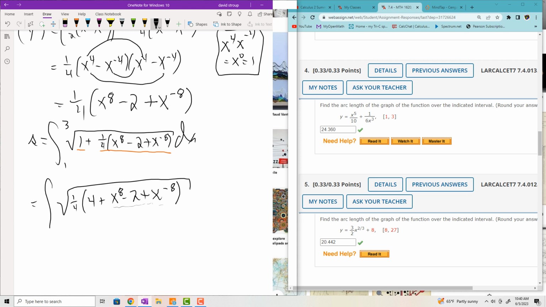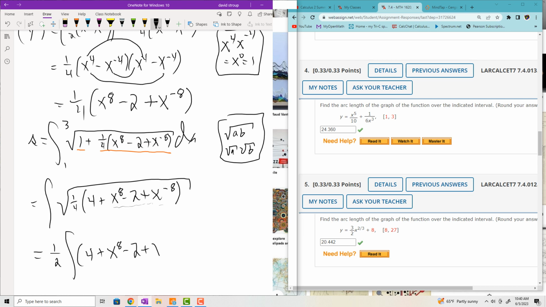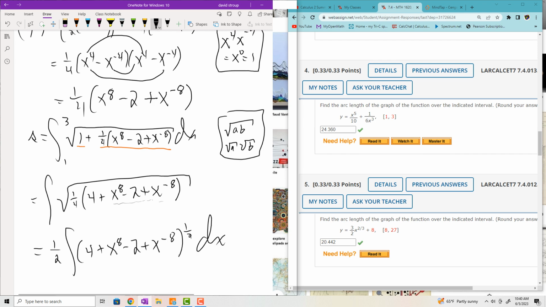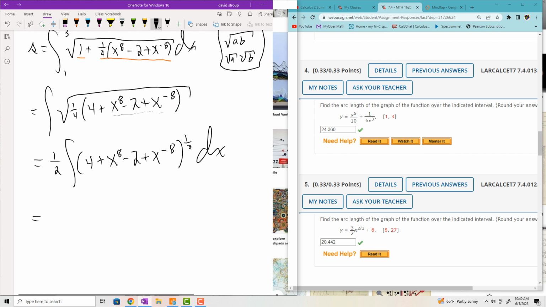Then the square root of a product is equal to the product of the square roots. So you can basically pull that 1/4 out of the square root. The square root of 1/4 is 1/2, and I'm going to pull the 1/2 out of the integral. Okay, and we can rewrite this with a half exponent if you wish, and then simplify a bit. The only thing you can really do is add the 4 and the -2.